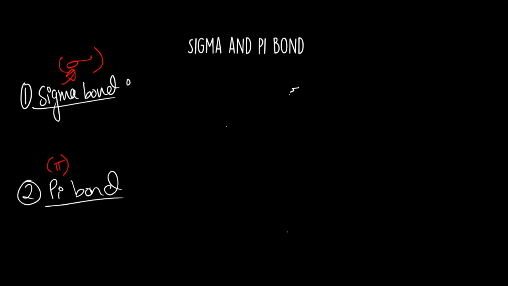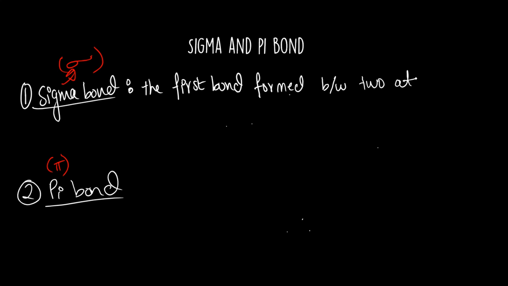Now, the sigma bond is defined as the first bond formed between two atoms. So the first bond formed between any two atoms is the sigma bond. Let's take an example. For example, C-C. This is the first bond formed between two carbon atoms, so it will be a sigma bond. For example, C-H. That's a sigma bond as well. For example, HCl. All of these are examples of sigma bonds.